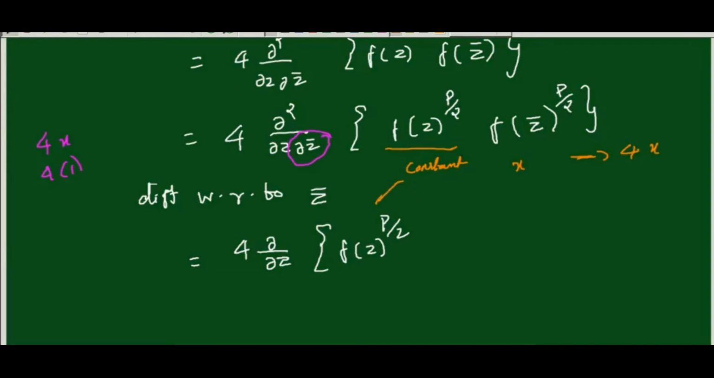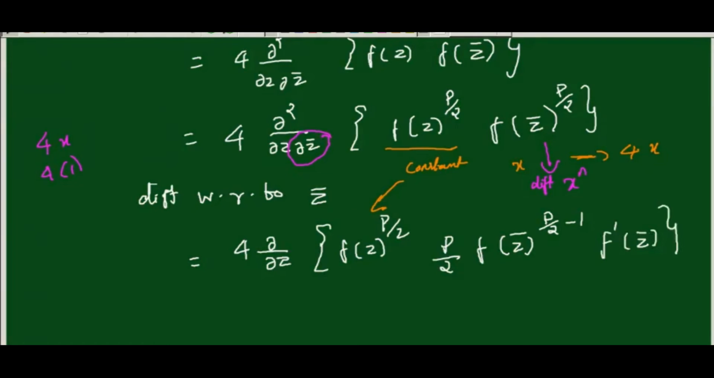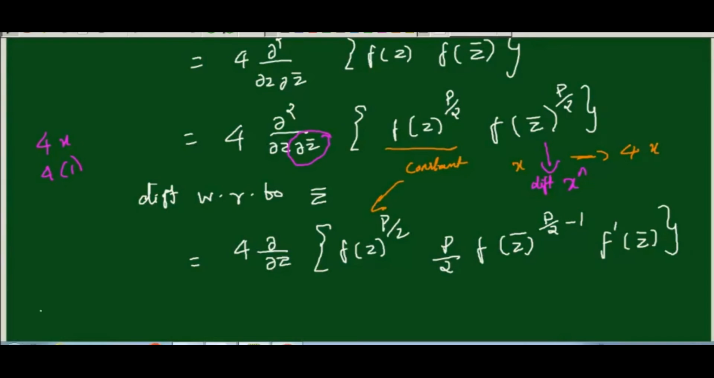Write the constant as it is, and we differentiate the remaining function. We use the formula for the differentiation of x power n, which is n x power n minus 1. So we get p by 2, f of z bar whole power p by 2 minus 1, into the function f dash of z bar. So with respect to z bar, that is over.